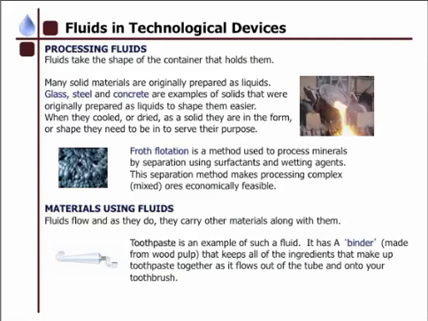So when we talk about processing fluids, they take the shape of the container that holds them. So because of this, they're very useful when making other things. Many solid materials are originally prepared as liquids. So glass, steel, and concrete are examples of solids that were originally prepared as liquids to shape them easier. When they are cooled or dried as a solid, they are then in the form or shape that they need to serve their purpose.